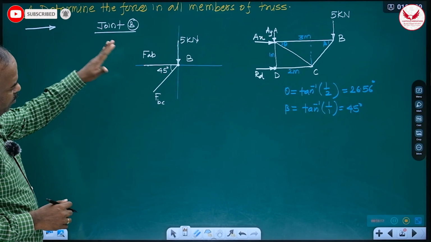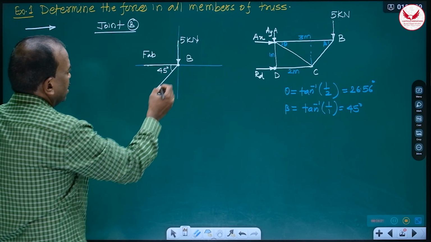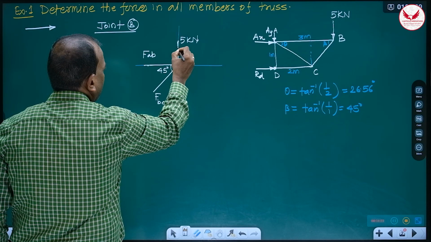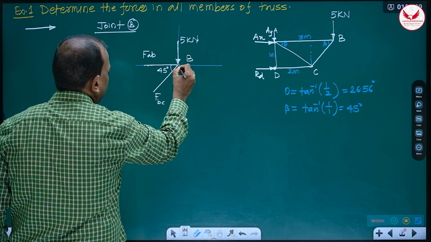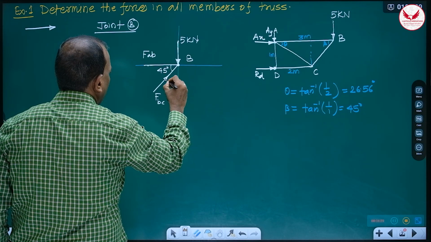Then one very important thing I'll tell, how to choose the correct direction in trusses. Truss is an application of equilibrium. Now this known force is downward. Means to balance it, this member should be upward.